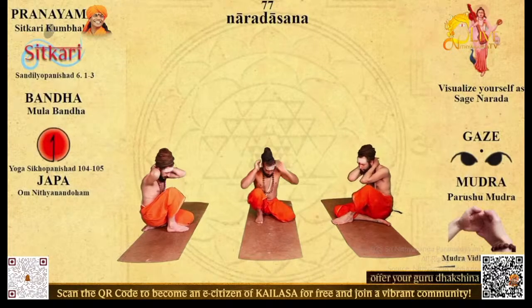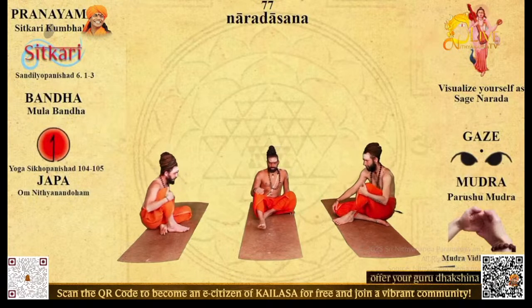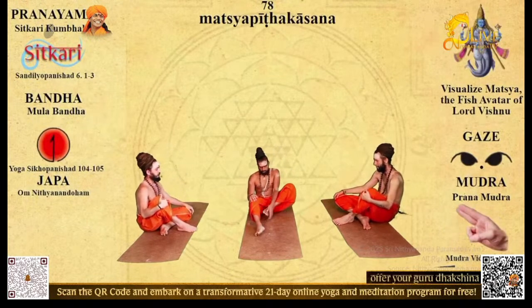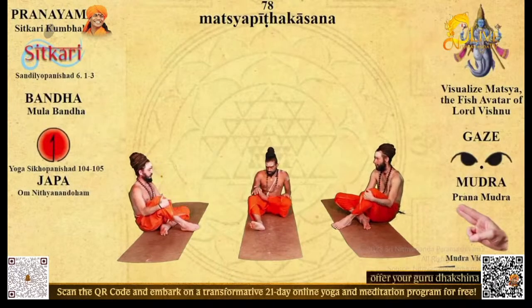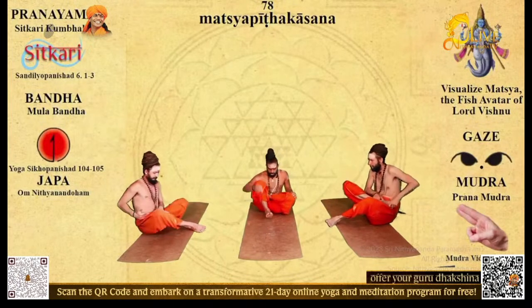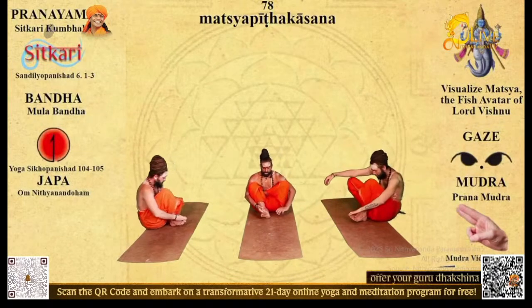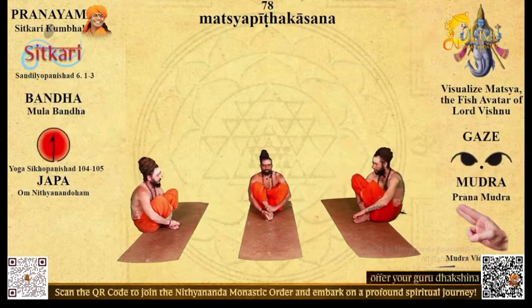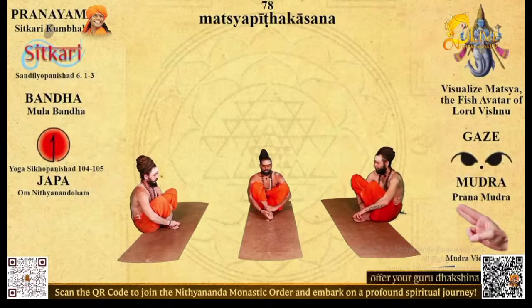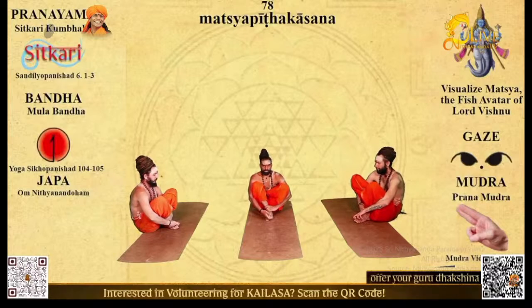Now untwist your body. Now the next asana is Matsya Pitakasana. As you bring the left feet on the top of the right thigh, hold the big toe of right leg with right hand, hold the chin up with the left hand. Now gaze to the nose, visualize Matsya, the fish incarnation of Vishnu. The japa is Om Nithyanandoham Siddhkari Pranayama.